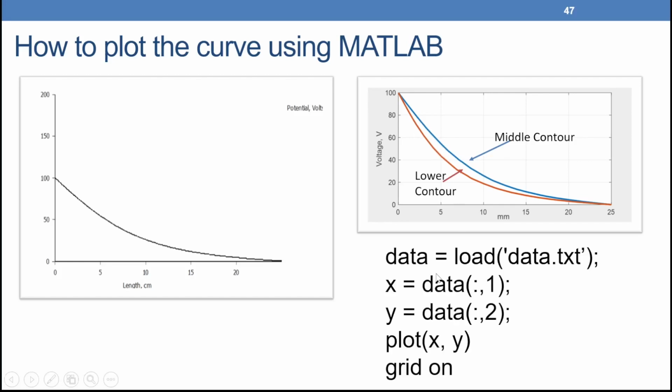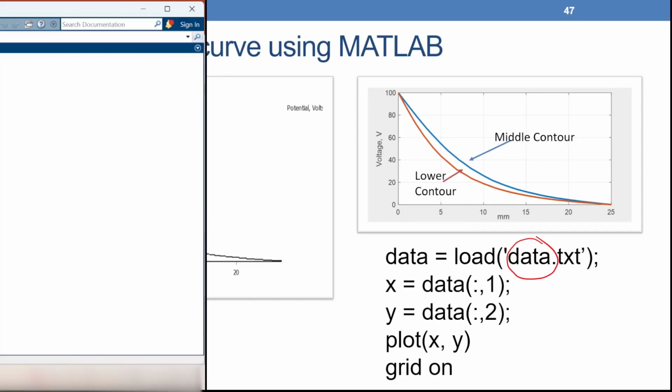Going to the workspace, write data equals load('data.txt'), where that is the name of the file you saved from FEMM. Then x equals data(:,1), y equals data(:,2), and you can plot x and y. Here you can hold the graph and add another line. Let's go into MATLAB and do it together.